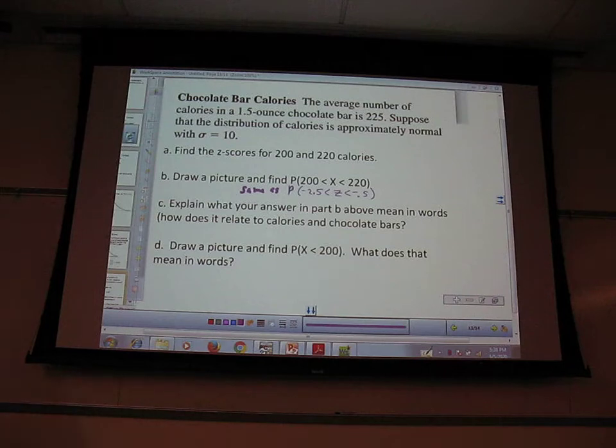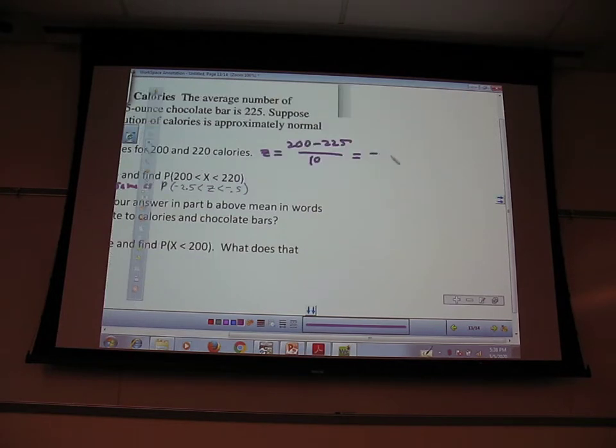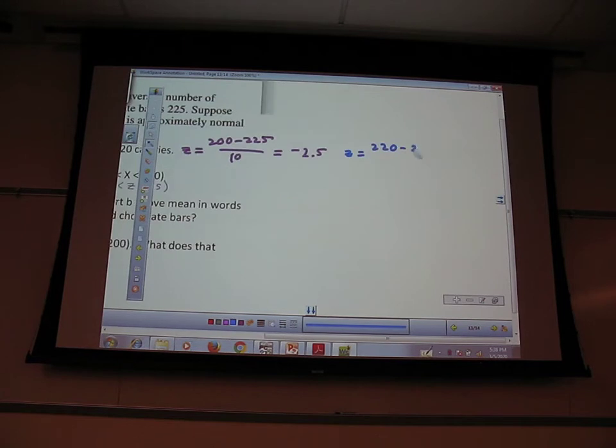All right, so the first one, find the z-scores for 200 and 220. So the first z-score is going to be 200 minus 225 over my standard deviation of 10. So you guys got negative, it's below the mean, so it better be negative, negative 2.5. And the other z-score was 220 minus 225 over 10, so that's negative 0.5. All right, so these are my z-scores here.